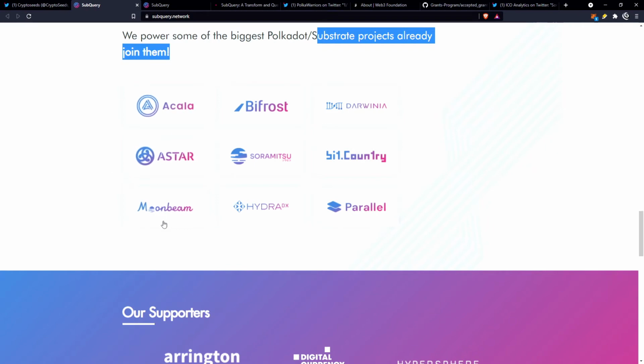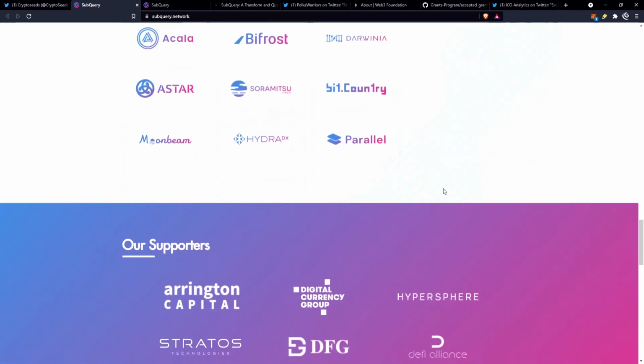It has Solidity smart contracts, which means it will support all the Ethereum projects and ERC20 tokens on the Polkadot ecosystem. So these are key projects, and Hydra DX, the DEX, Sora, Mistu is there, and Bifrost, Darwinia, Bit.Country, a Metaverse project. These are the key projects on the Polkadot ecosystem, and these are blockchains actually. So Astar is a blockchain, Moonbeam too, most of them are blockchains. So these projects are using Subquery. So that is how Subquery is important in the Polkadot ecosystem.